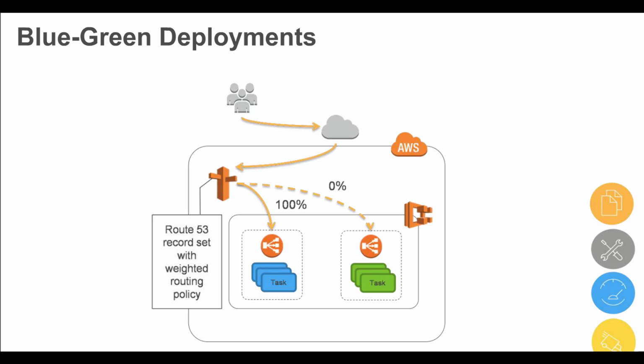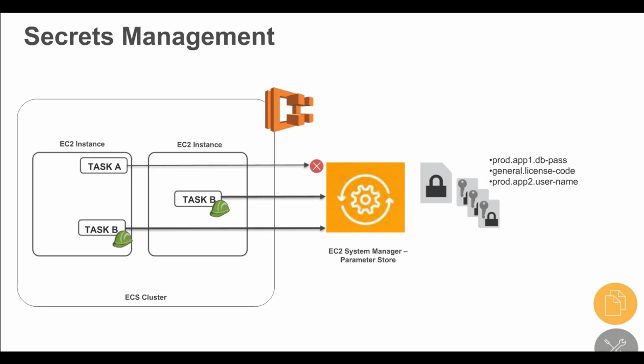Now, I could throttle up slowly the traffic to my blue task and redirect some traffic to that and see how that performs. And eventually, when I have enough confidence in my blue task, I would change that to the green task and shut down the old green task. That's how we have seen customers do blue-green deployments.